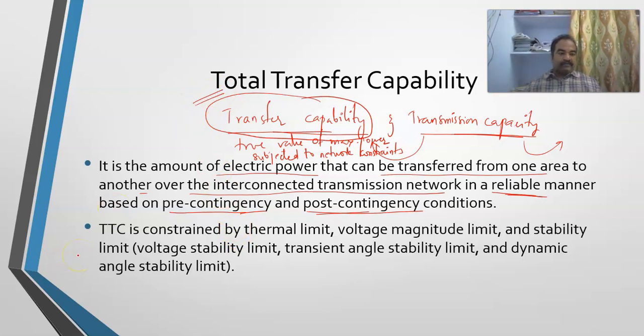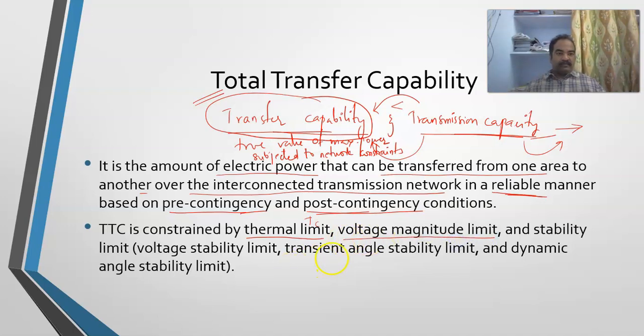Total transfer capability. Normally, as already said, transmission capacity is limited by thermal limits. Transfer capability is always less than transmission capacity. Apart from thermal limits, there are other limits also which you need to consider. The normal limits which we consider in power systems, which you might have studied in previous courses, are the thermal limit, which is the transmission capacity, and the voltage magnitude limits.